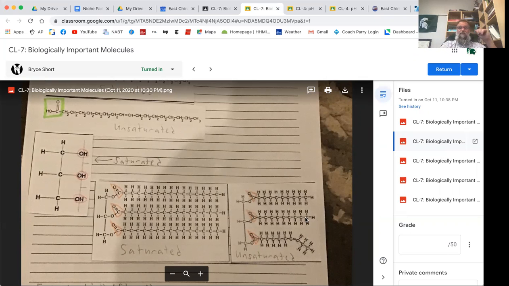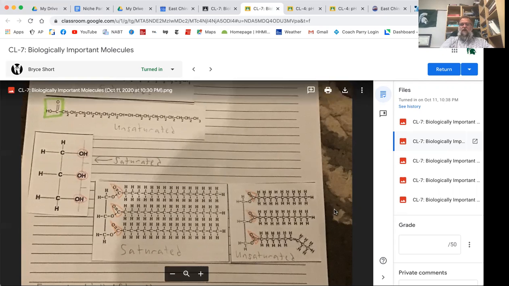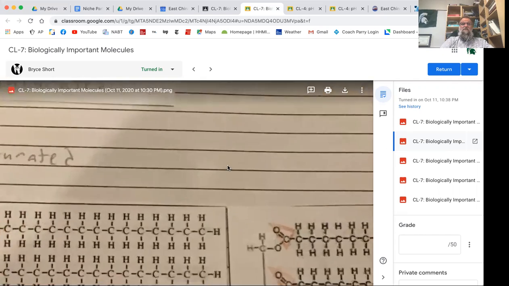You could be monounsaturated. This is monounsaturated because there's only one kink, one double bond. If you have multiple double or triple bonds, then it's polyunsaturated, which is even better for you. It's easier to digest. Olive oil is a classic example that you would want to strongly consider using in your diet.